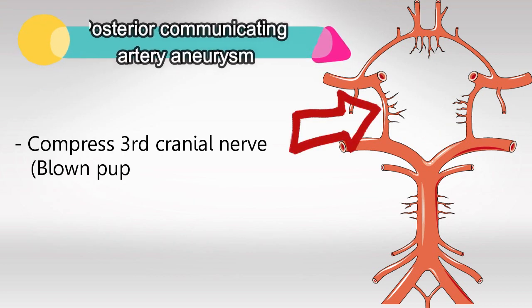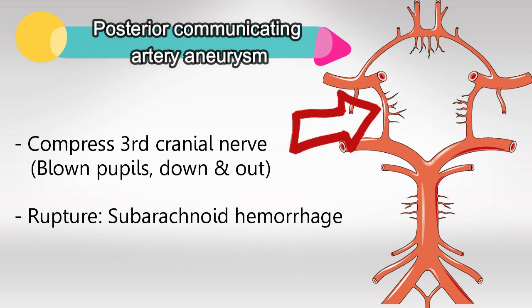And a posterior communicating artery aneurysm will compress the third cranial nerve and will result in third cranial nerve palsy, which is a down-and-out blown pupil. If it ruptures, it will also cause subarachnoid hemorrhage.